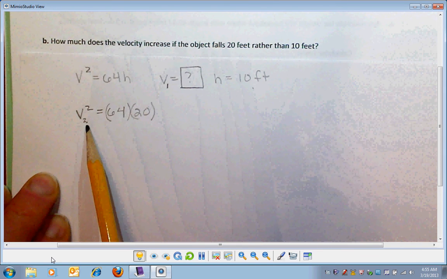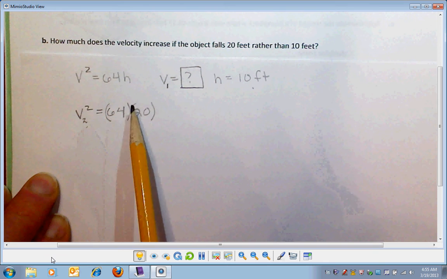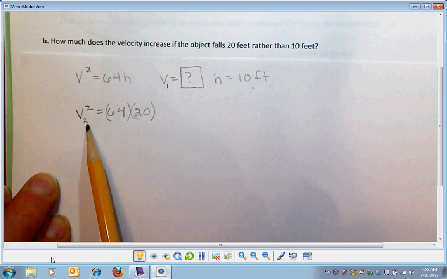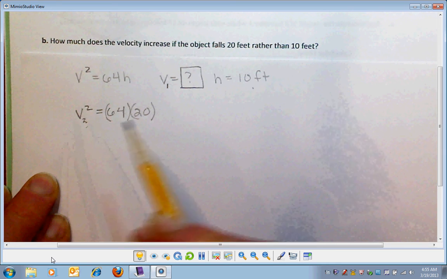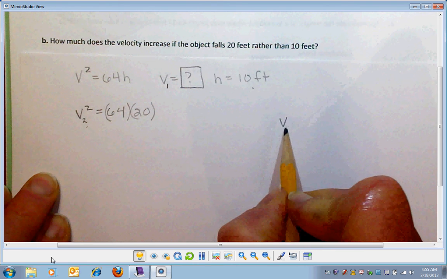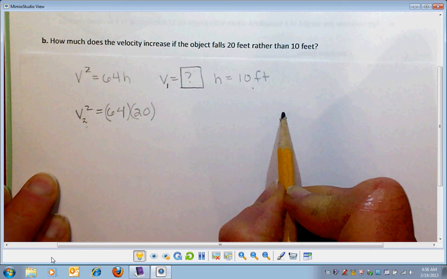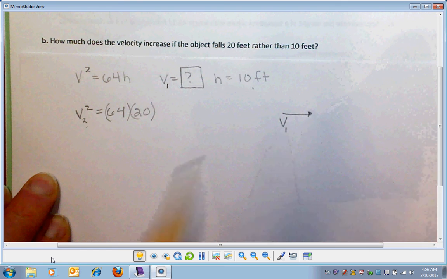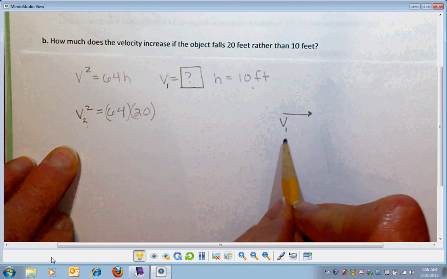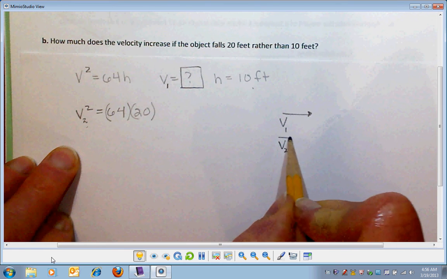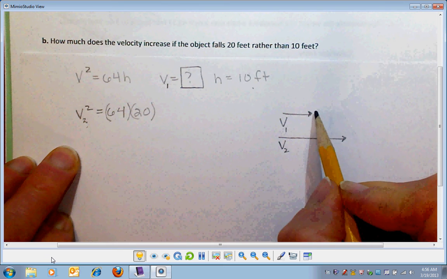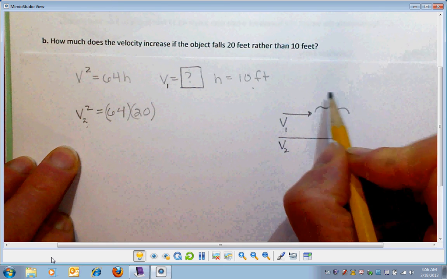Once I figure out what my second velocity is, I have to figure out how much the increase was from velocity 1 to velocity 2. So I'm going to get you to think about that. If I'm going at velocity 1, and velocity 1 is some speed, and my second one, velocity 2, is a bigger speed, I want to know how much increase that is.